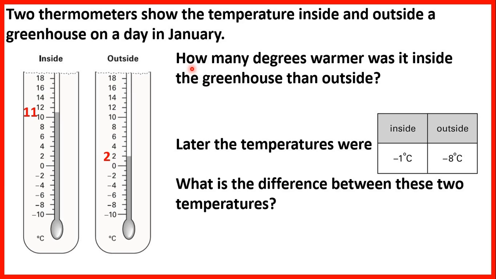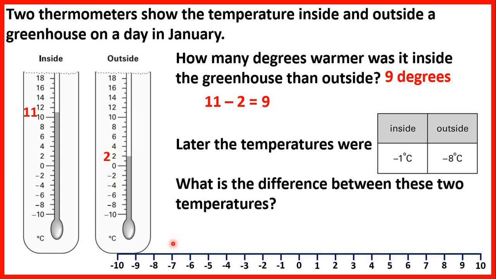Now the question asks how many degrees warmer, so we need to find the difference, which means we can use subtraction, and 11 minus 2 is 9, so that's 9 degrees. Later, the temperatures were -1 degrees inside and -8 degrees outside. What is the difference between these two temperatures?